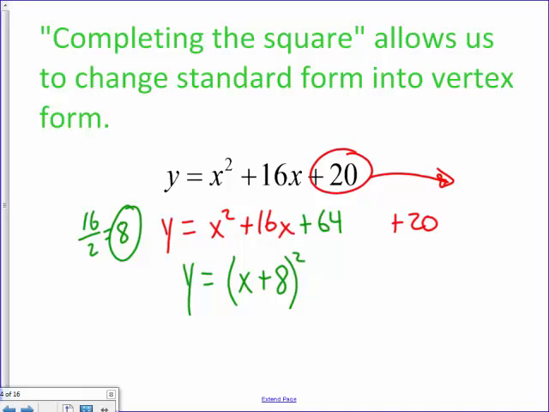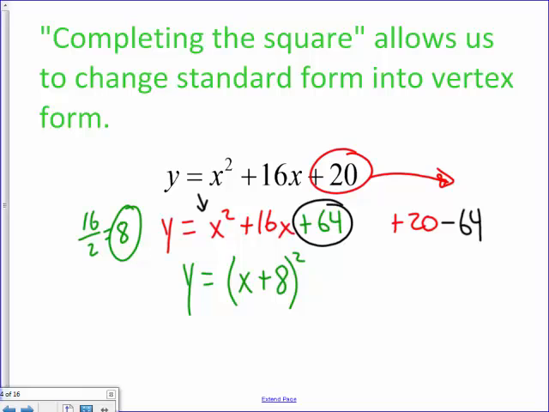Okay, but be careful. Think about this. I just added a 64 onto the right side of the equal sign. That doesn't leave my equation balanced. So what I have to do is subtract 64 from this 20 over here, because then a positive 64 and a negative 64 are really 0, right?